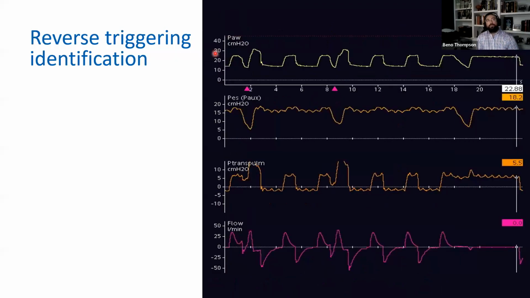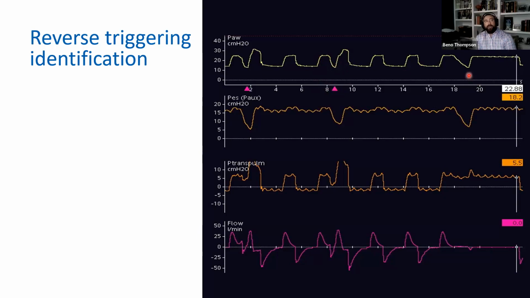So looking here, how do we tell if this is a double trigger or a reverse trigger if we don't have an esophageal balloon in? And that's very easy. So a double trigger, the patient is going to initiate both breaths in that double trigger, right? They're going to initiate both breaths. Here, only the second breath is patient initiated. That's one way to clue you in.